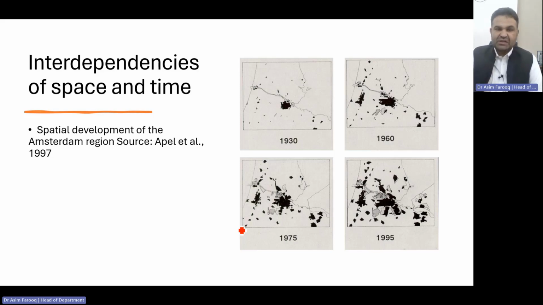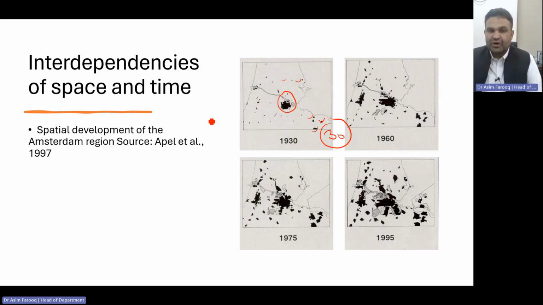This is the example from 1930. As you can see here, the human and land settlement were only at the center. Very few people were actually living in the outskirt area. But exactly after 30 years, the same city center had expanded within its region, and another city center was also built due to the land and human settlement.